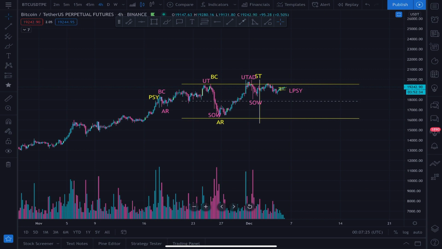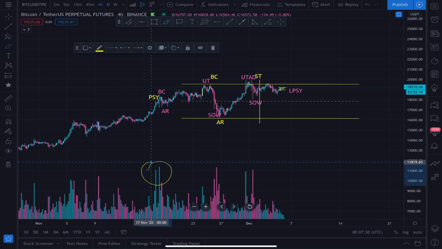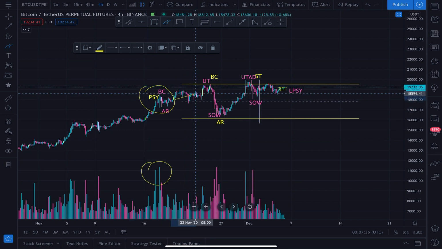So as you can see right here, we came up, the supply was coming in here at our preliminary supply, PSY. So you could see the spike in the volume there. We then continued up to our buyer's climax right at the top of the range. From the buyer's climax, we had a sell-off.